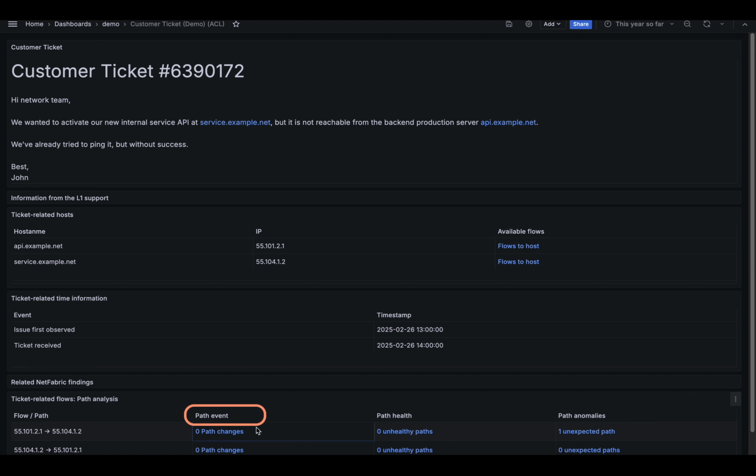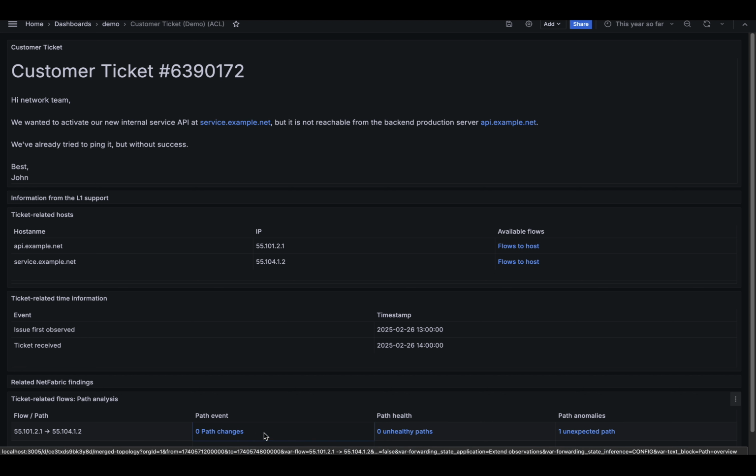These include path changes, due to failing links or changes in the routing decisions, unhealthy links, due to malfunctioning hardware, and path anomalies, due to traffic observations not matching the expected path inferred by the intelligence engine. We cover path changes and unhealthy links in other demos. You can find them linked below. With one path anomaly being observed, we have a starting point for our investigation.